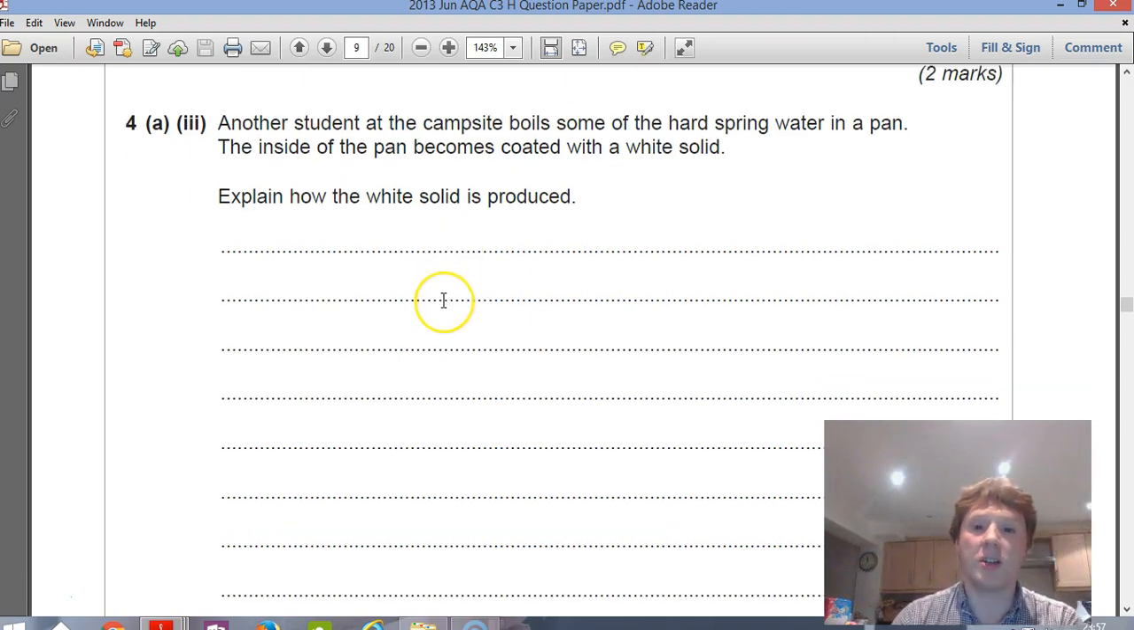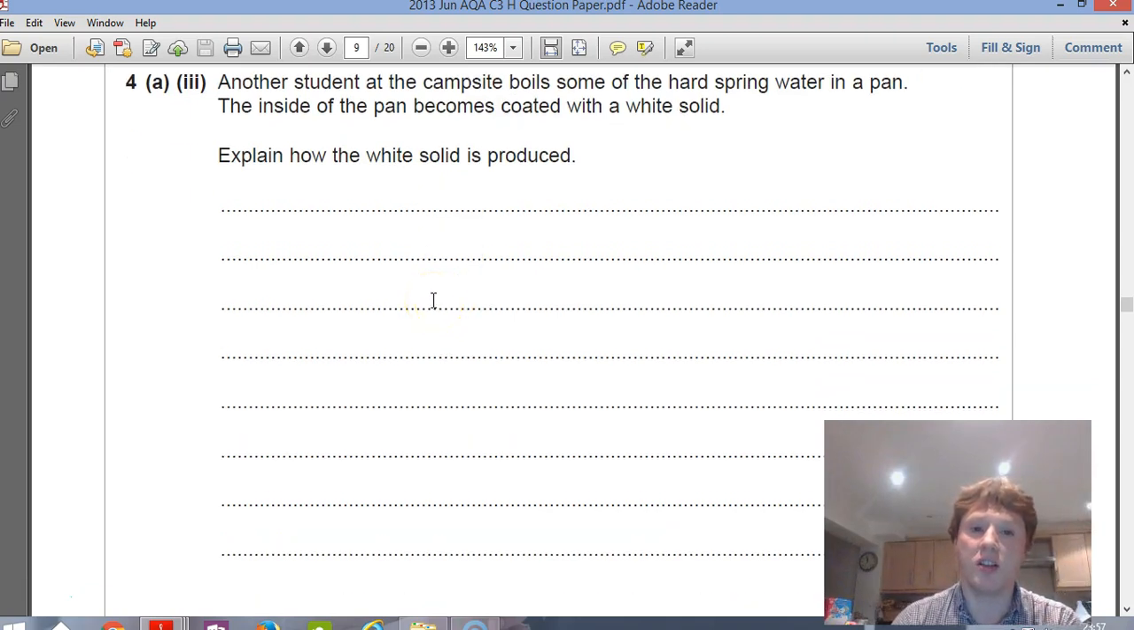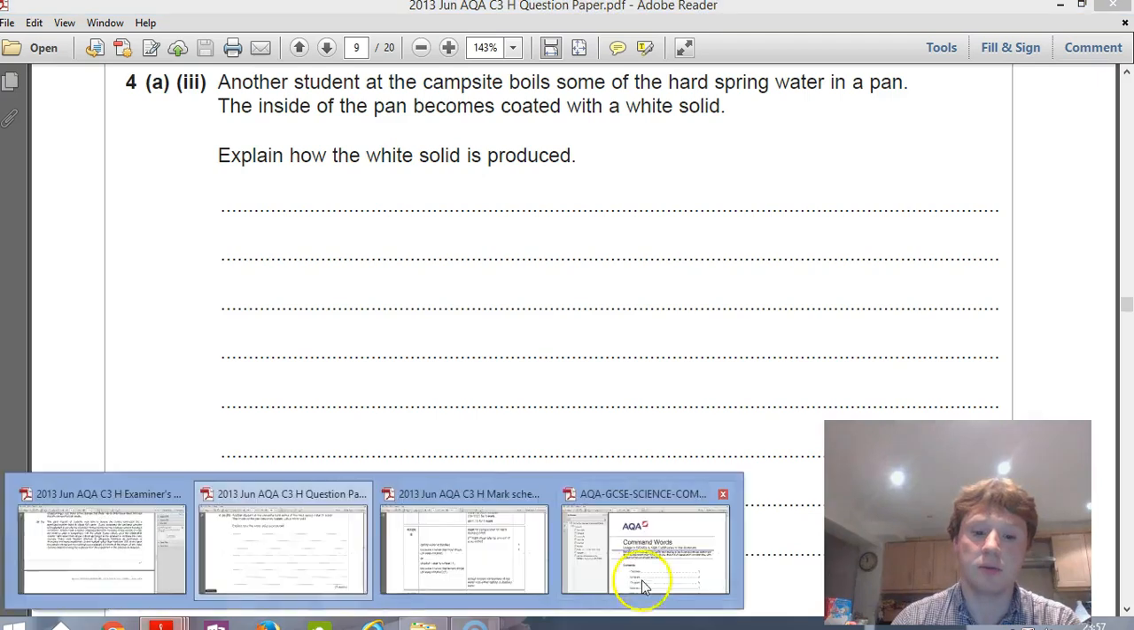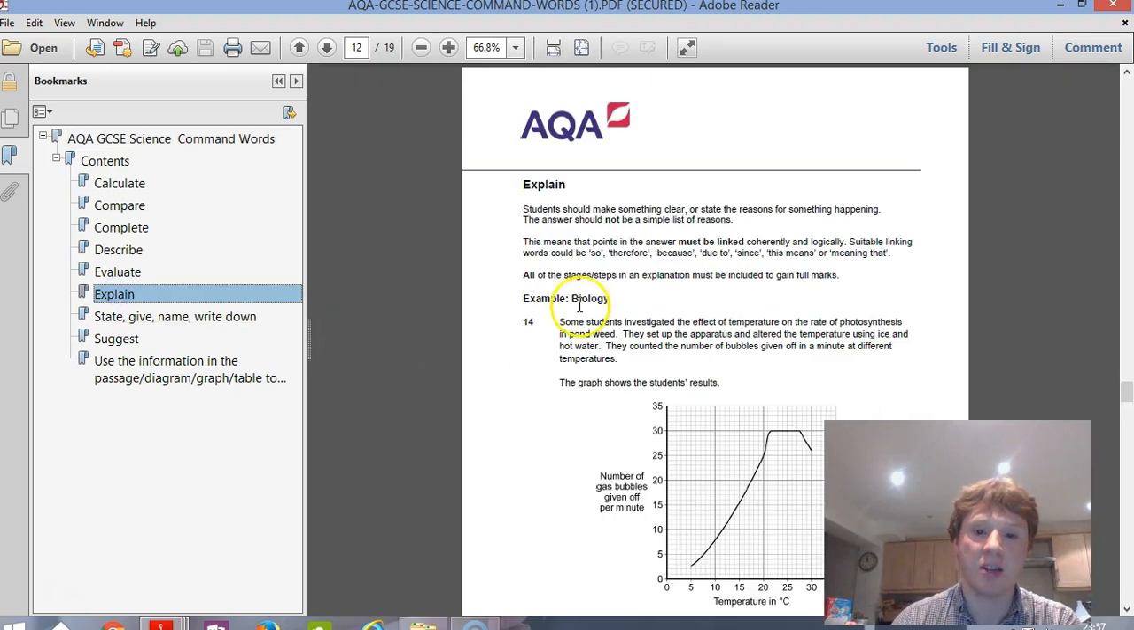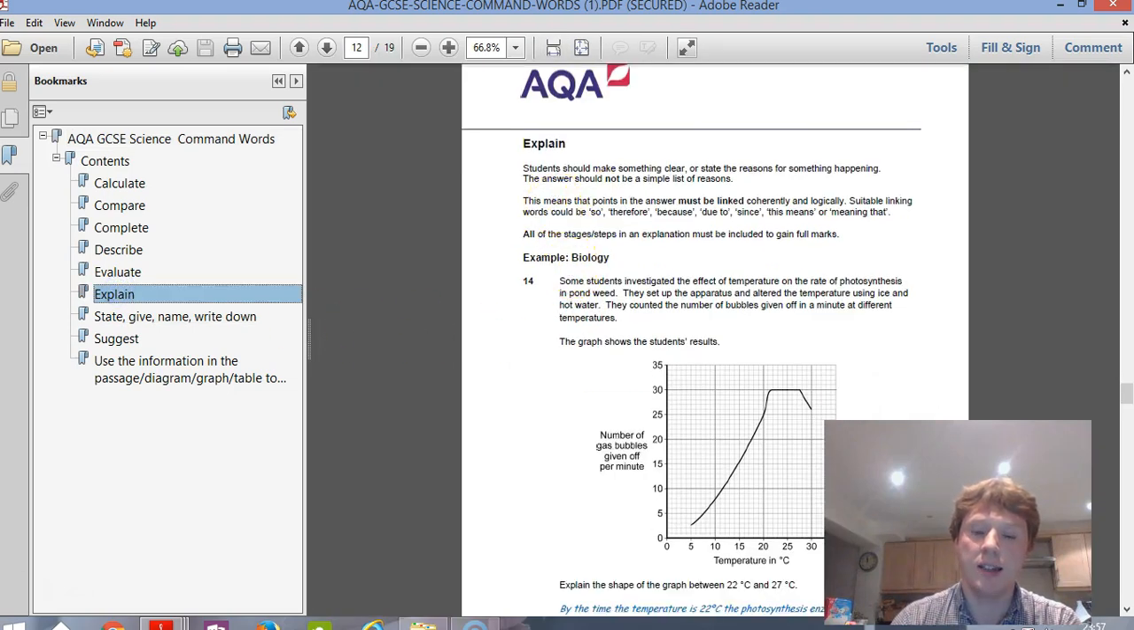How is the white solid produced in the pan? It's a 3-mark question. Let's explain. Just in case you haven't seen this, this is a document that says AQA GCSE Science Command Words. It's very useful to know what you're supposed to do in an exam. There aren't many command words to learn: calculate, compare, complete, describe, evaluate, explain, state, suggest, use the information. For explain, they need to make something clear or state reasoning.